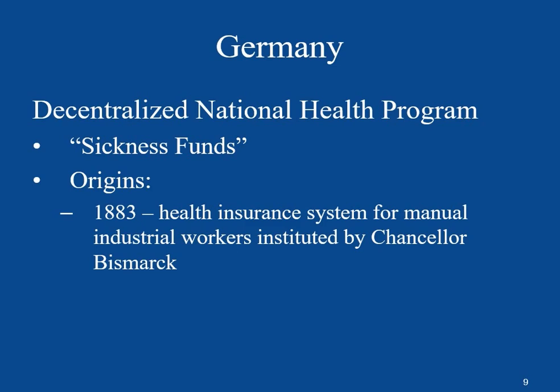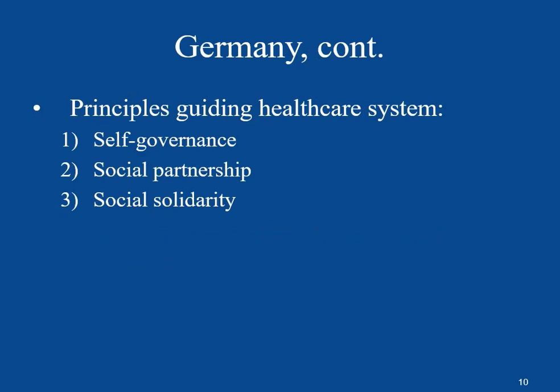They have those types of healthcare plans. So Germany and Japan are similar in that respect. Okay, the principles guiding their healthcare system are self-governance, a social partnership, and social solidarity, where you have people working together.